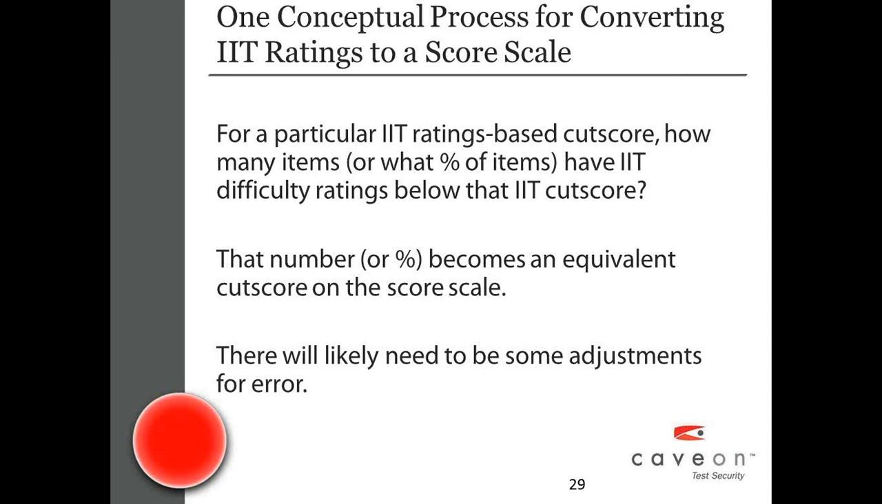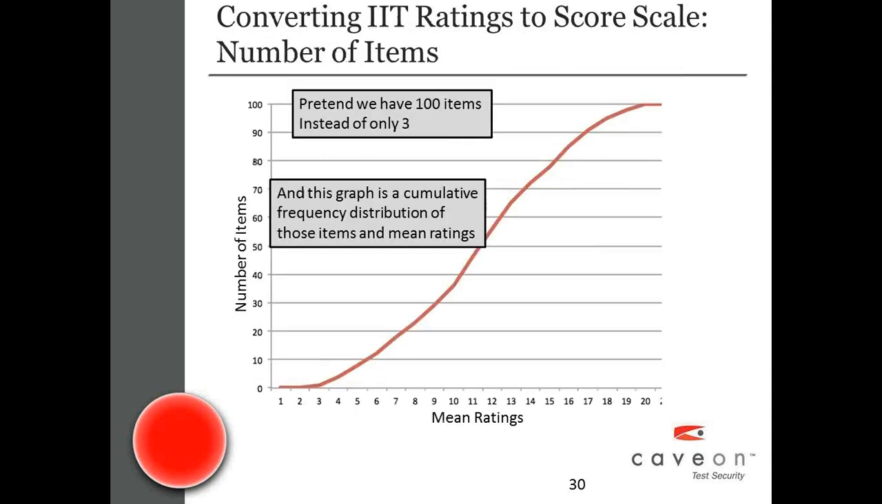But let me read that first paragraph again. For a particular IIT ratings-based cut score, how many items, or what percent of the items, have IIT difficulty ratings below that IIT cut score? That would basically become the scale, if I have a percent or a number correct score as my score scale. So let's go to the next one, which shows this graphically.